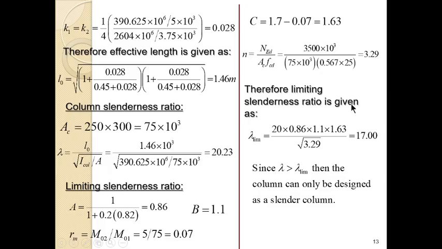Therefore, the limiting slenderness ratio is given as, we now put all of them in that equation. The limiting slenderness is 17. What was our actual slenderness? It was 20. So that means our actual slenderness lambda of 20 is greater than the limiting slenderness. Then the column can only be designed as a slender column. So in this case, this column is considered a slender column.